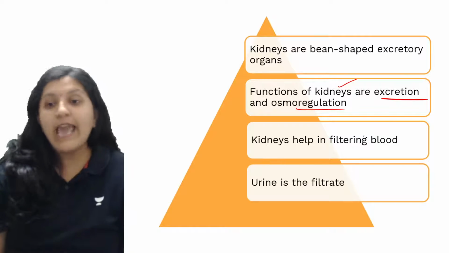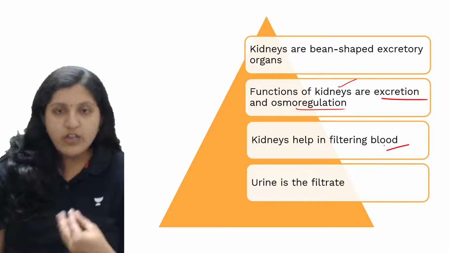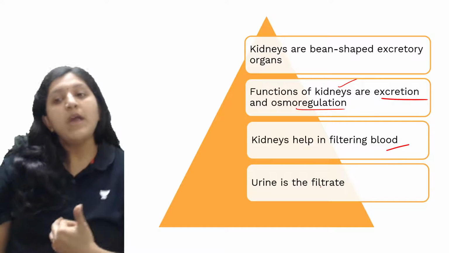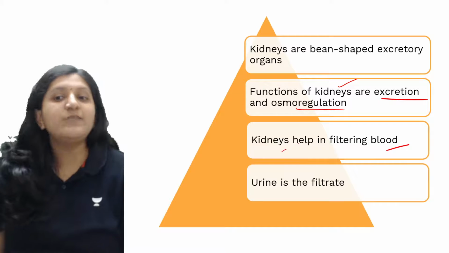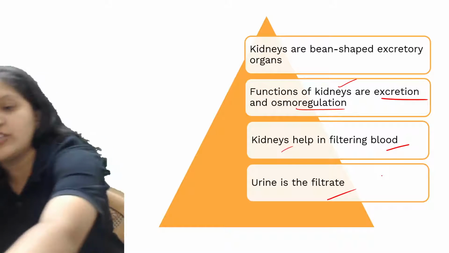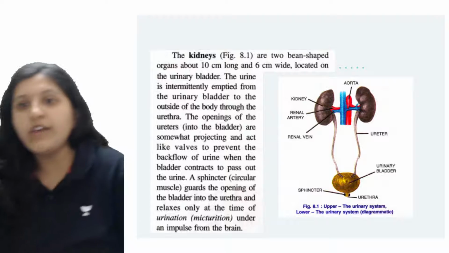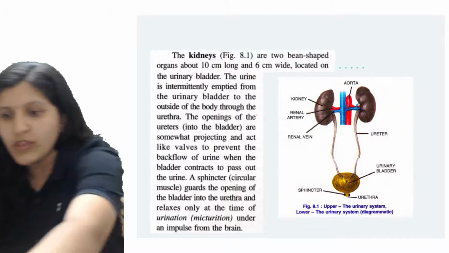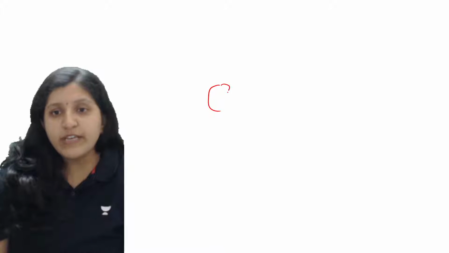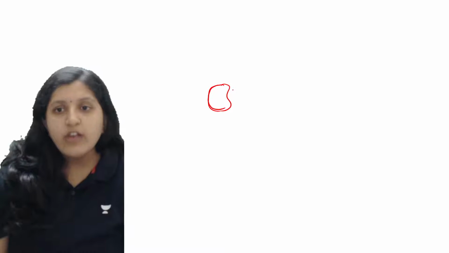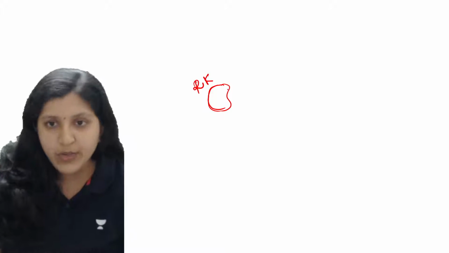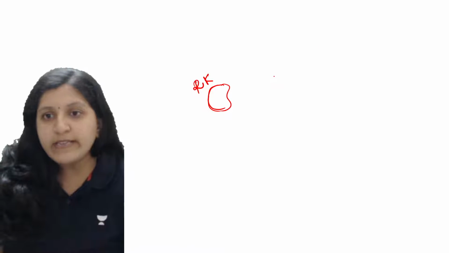Then kidneys help in filtering the blood. Urine formation occurs by filtering blood only, which is mainly done by the kidney, and urine is actually the filtrate. Here you can see the kidneys are two bean shaped organs. Let me draw it here and explain. This kidney is the right kidney, and you will be drawing the left kidney also.